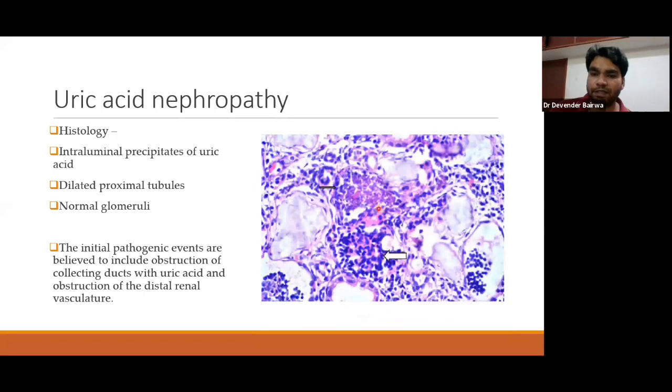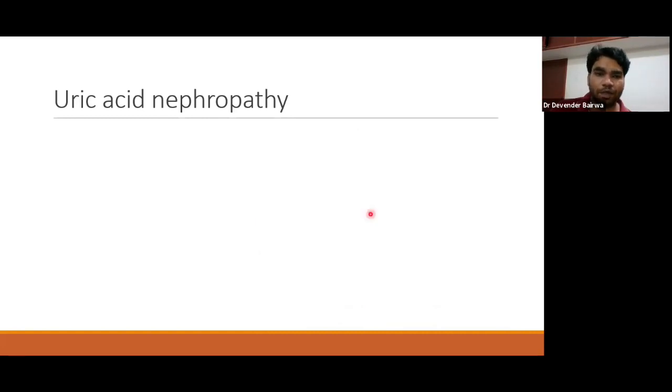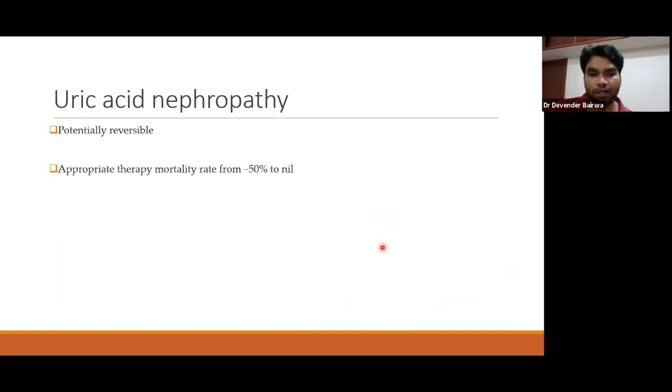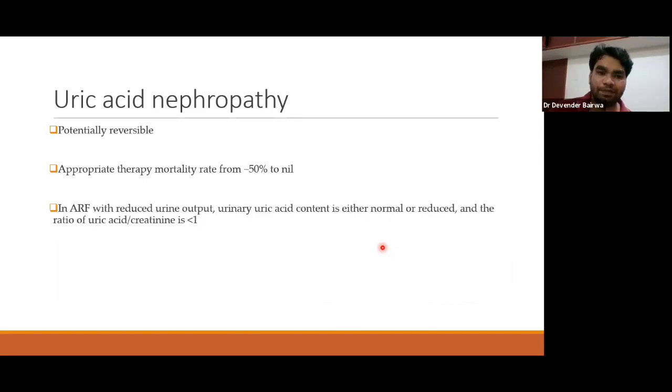So as we see, these are the tubules, and we can see a collection of uric acid. This pink material is uric acid, and because of the collection there is dilation of these tubules, but the nephrons appear to be normal. So this is actually potentially reversible. If we provide appropriate therapy, mortality can go to zero. In untreated cases, mortality can be as high as 50%.